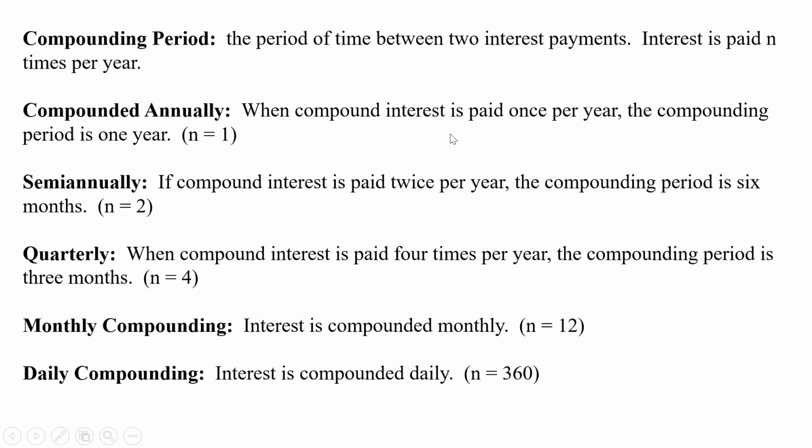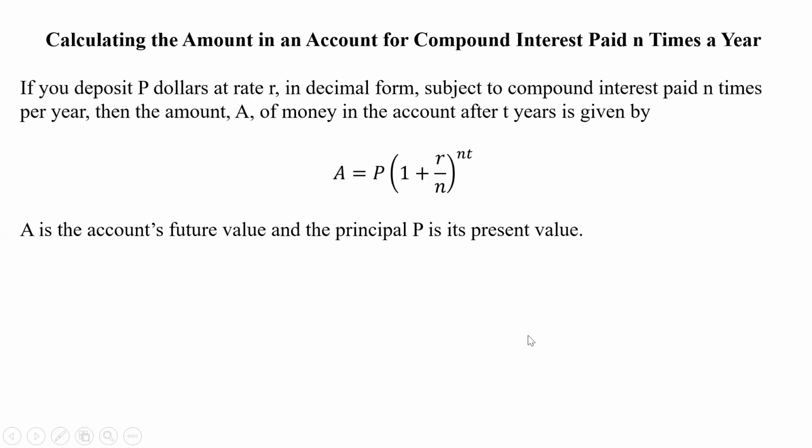When it's paid once per year, the compounding period n is equal to 1. Semi-annually, it's paid twice per year and compounded every 6 months, so n is 2. Quarterly, when the compound interest is paid 4 times per year, the compounding period is every 3 months, or n is equal to 4. And if it's monthly compounding, it's paid every month, so n is 12. And if it's daily compounding, we're going to go back to the banker's rule and say n is equal to 360.